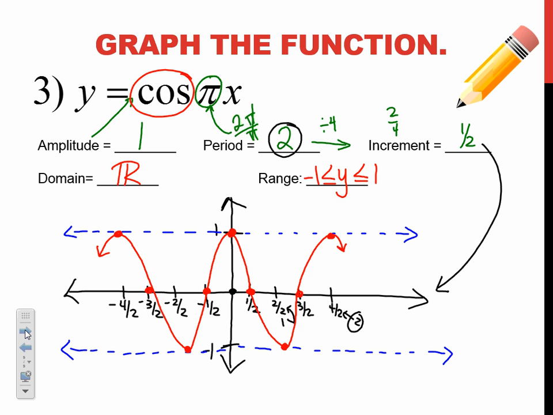So we've just graphed some sine and cosine graphs. They take a while to get used to, and it definitely takes practice. So you're going to be practicing some of these, trying to get the feel for pulling the important information out of the equation.